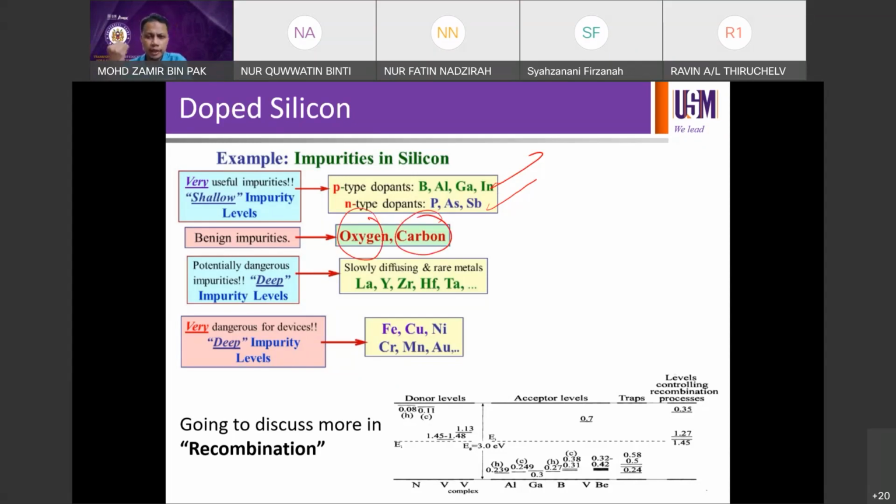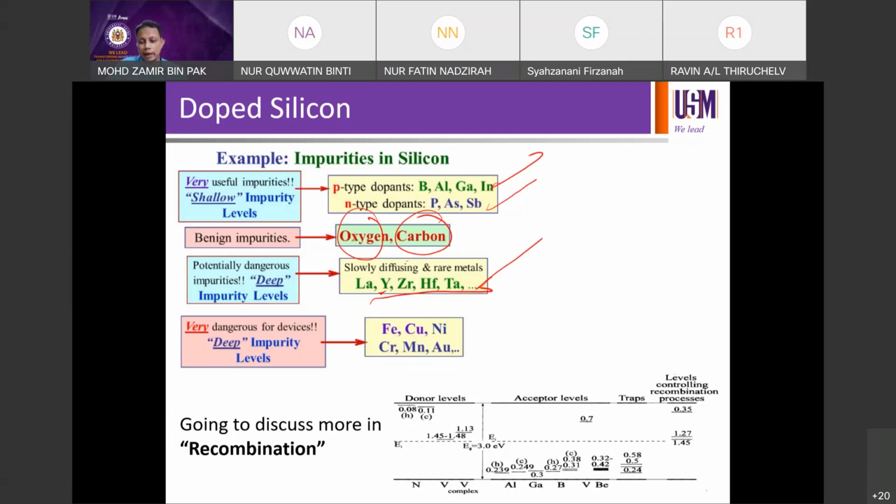So benign impurities, on the other hand, are like oxygen and carbon. Okay, benign, they could be useful as well. For example, we learned about gettering last time briefly, so they could be helpful in the gettering process in order to accumulate impurities at the passive region in the device and eventually remove them from the semiconductor material. Potentially dangerous impurities are deep level impurities like La, Y, zirconium, hafnium, and the rest. Right, rare metals. Okay, they are slowly diffusing, but they are rare.